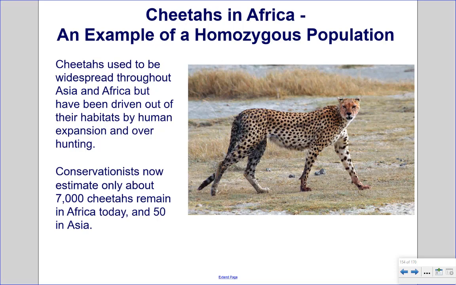Cheetahs in Africa, an example of a homozygous population. Cheetahs used to be widespread throughout Asia and Africa, but have been driven out of their habitats by human expansion and overhunting. Conservationists now estimate only about 7,000 cheetahs remain in Africa today, and 50 in Asia.